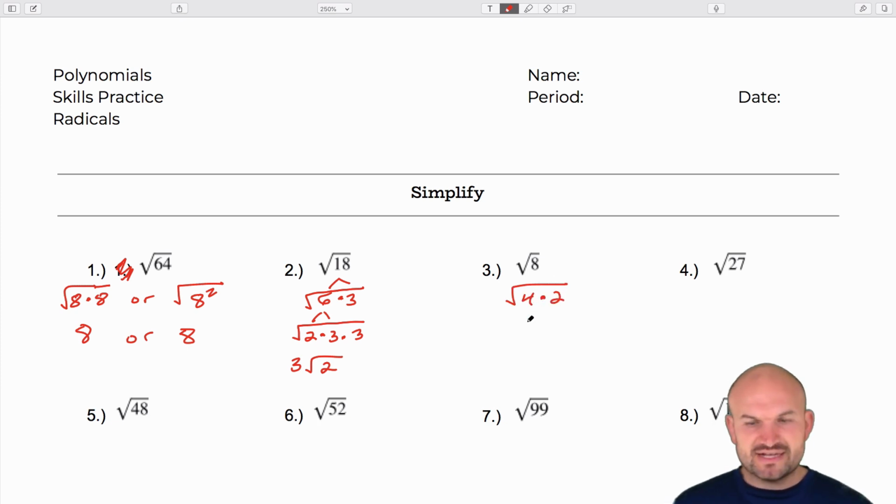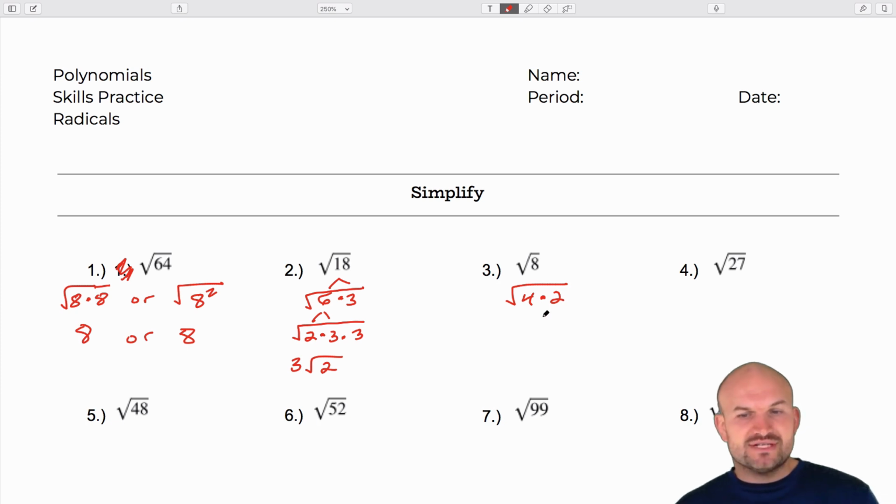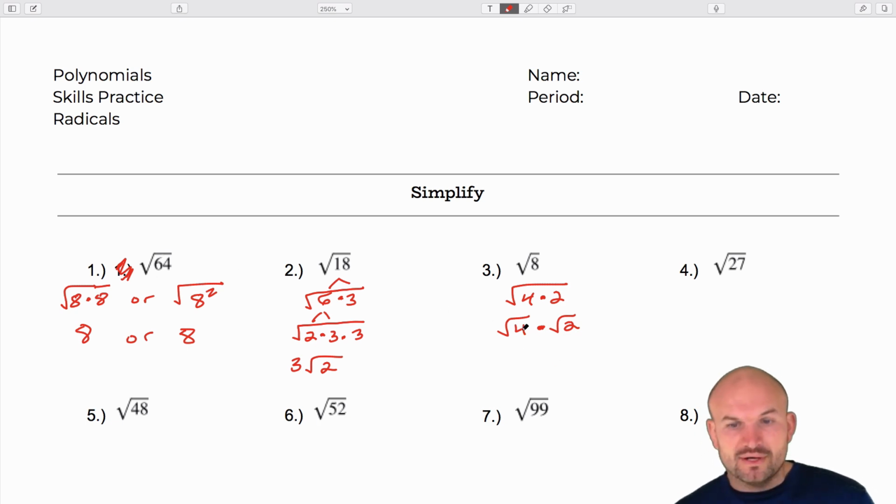Sorry, not the rules of exponents, but the rules of radicals allows us, if we have the product of this, then we can just break that down into the square root of 4 times the square root of 2. Because if we were to multiply two radicals, as long as they have the same index, you just multiply them under that radical with the same index. Well, now I know what the square root of 4 is. 4 is a square number, just like 64. So therefore I can simplify this into 2 radical 2.